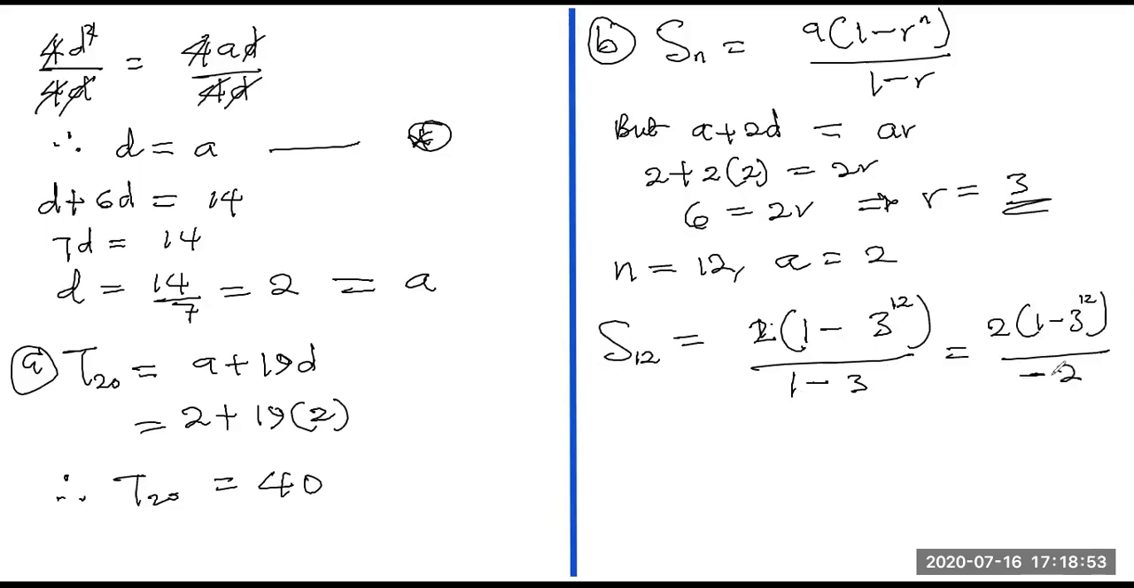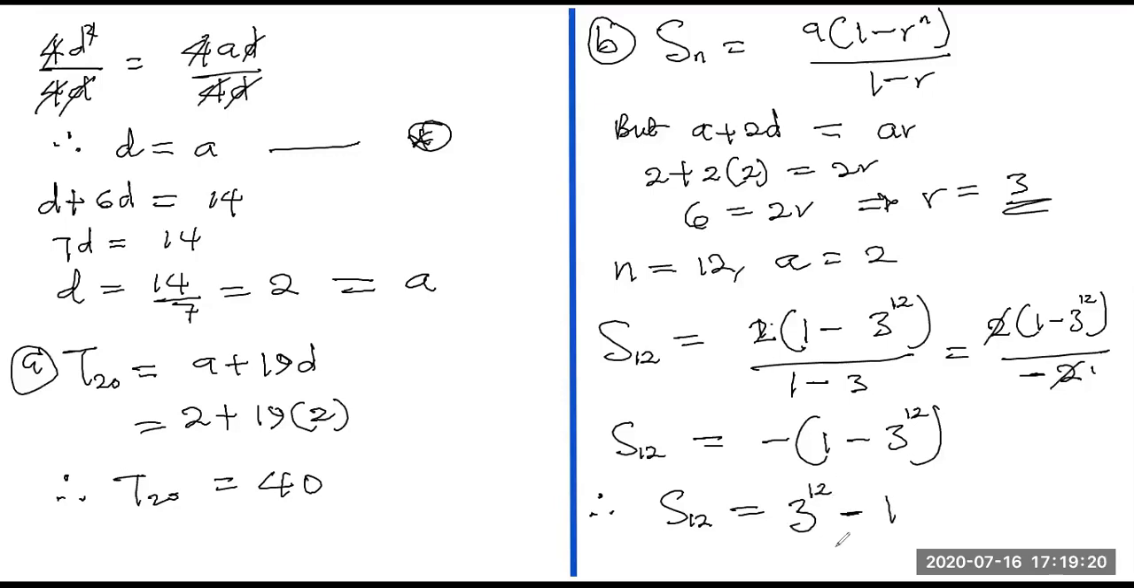We eliminate 2, you have minus 1 under, and anything divided by minus 1 will give us minus. So sum 12 gives us minus into 1 minus 3 raised to power 12. If we use our minus to expand, minus times 1 gives us minus 1, and minus times minus will give us plus. So now we have it as 3 raised to power 12 minus 1. This is the way I'm leaving it. You can use your calculator and finish it up. Alright, this is where we are going to stop for this episode.